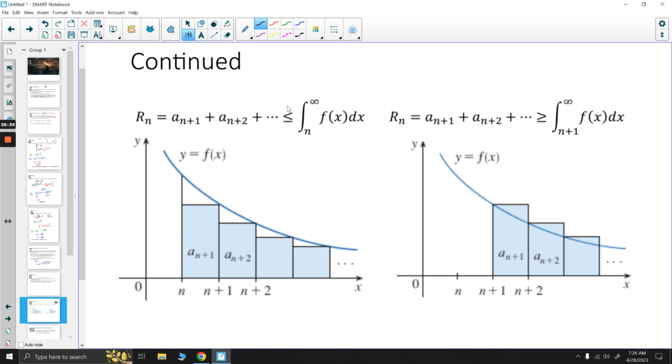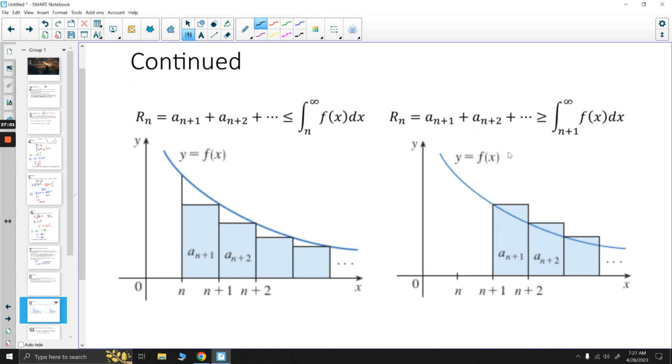Because again, this improper integral here is taking the area under the curve, and when we're adding our series together, we're just taking the individual terms, so we are definitely adding more stuff to it. And if we just shift this curve over 1, then our remainder is also greater than or equal to the integral of n plus 1 to infinity.